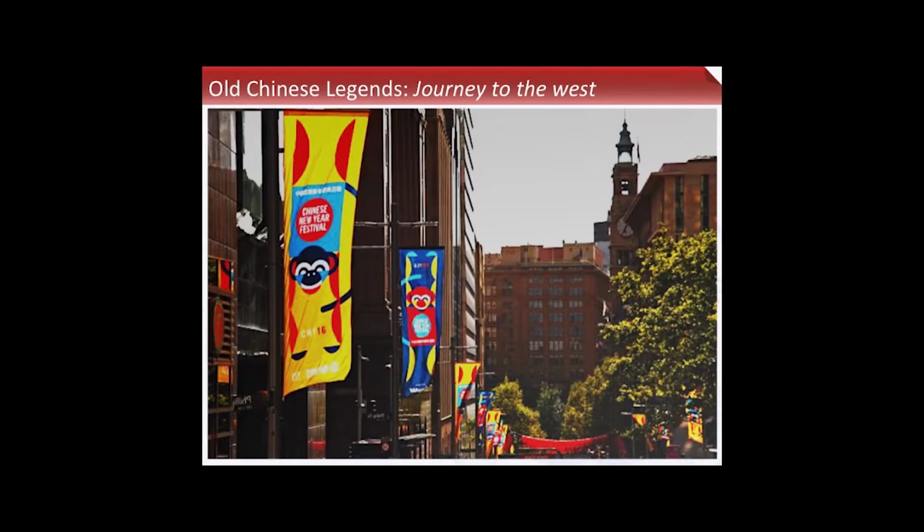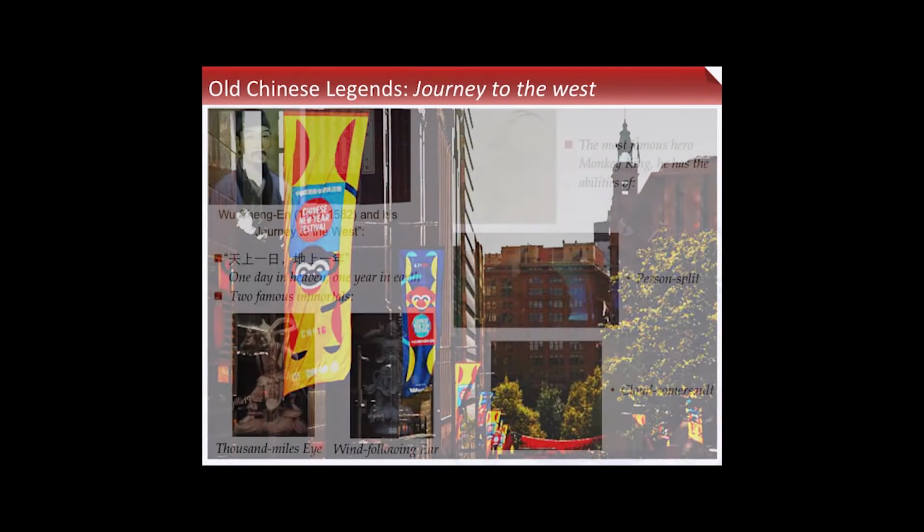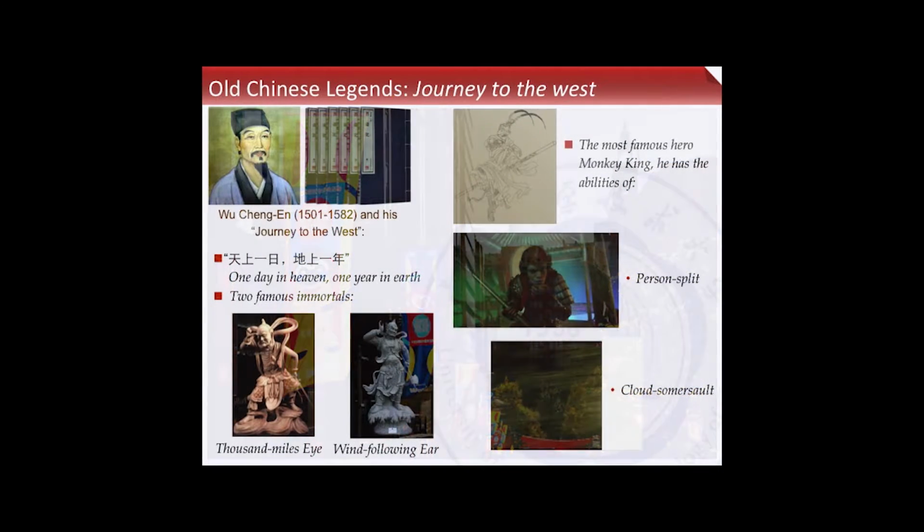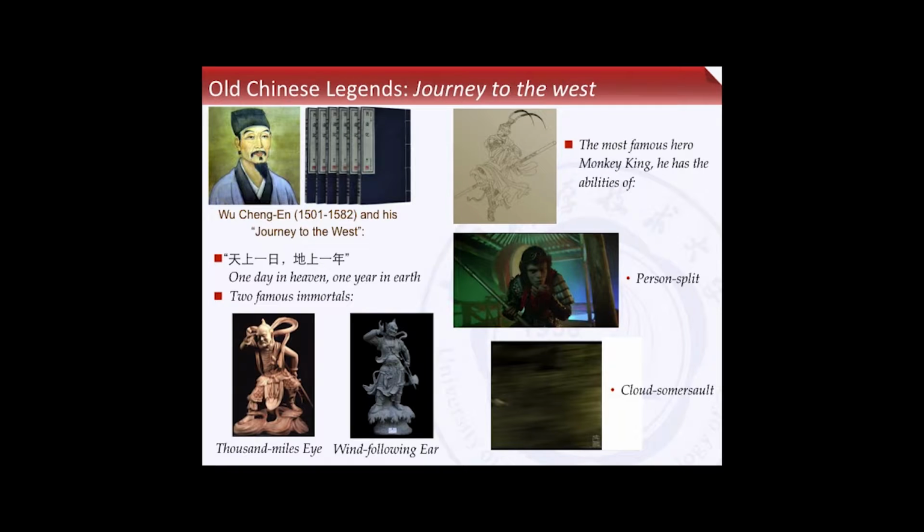When speaking of monkey, if you walk in the street of Sydney, for example, you can see the flags along the street. When talking about monkey, the most famous monkey for Chinese people is the Monkey King, who is immortal, from the novel called Journey to the West, which was written in the middle of the 16th century.